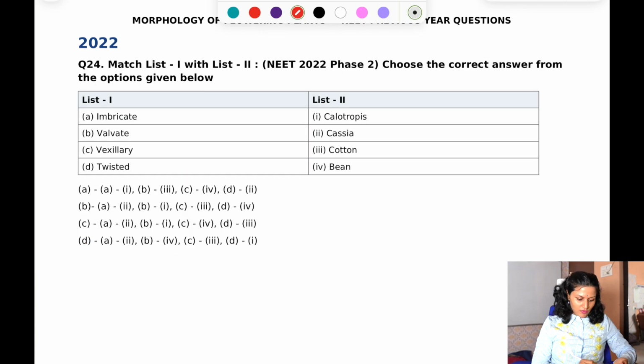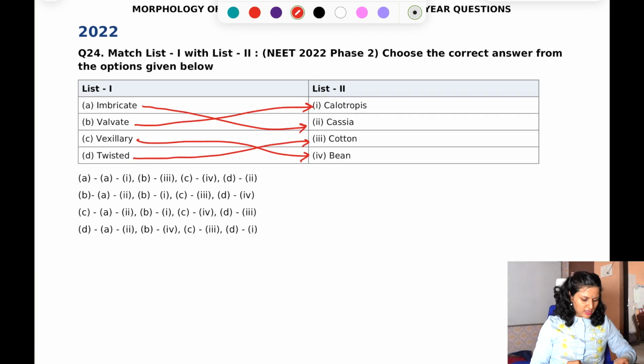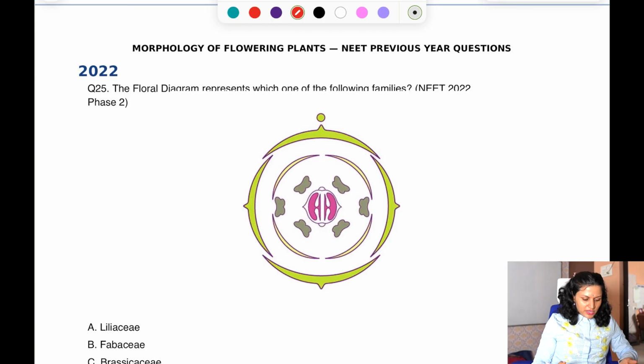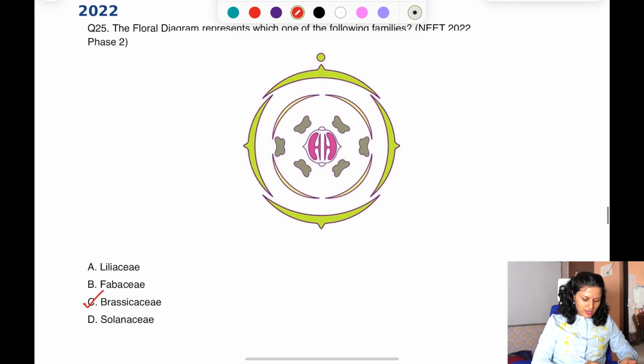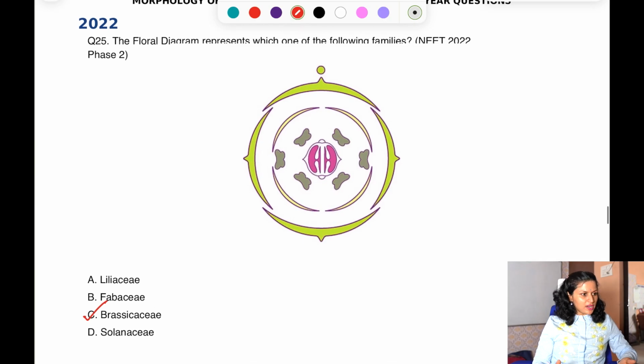Match the pairs again. Valvate aestivation will be Calotropis, vexillary will be bean, imbricate aestivation will be seen in case of cassia and twisted aestivation seen in case of cotton. 2, 1, 4, 3. For question 24, option C will be the correct answer. Next question 25. The floral diagram represents which of the following families? This diagram is of Brassicaceae family, right? Correct answer for question 25 will be C.